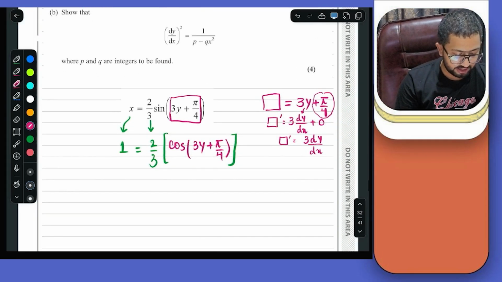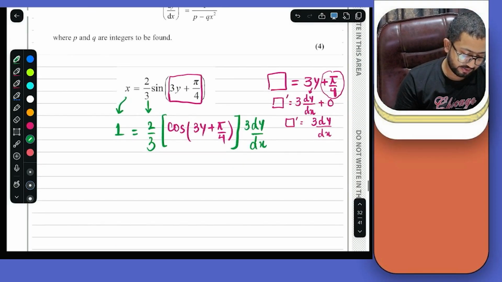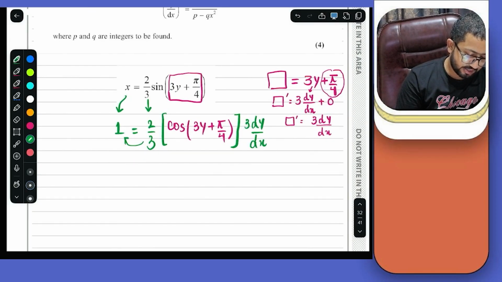So it means the further derivative of angle is actually 3 dy over dx. So 2 by 3, let's shift into another side. It will become 3 by 2. I think it can be cancelled out. No need, 3 can be cancelled out.